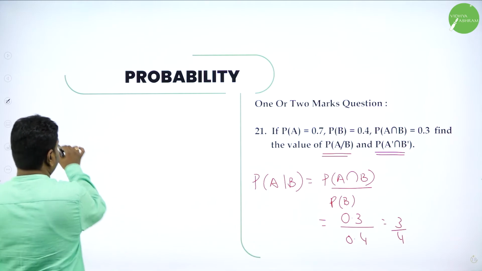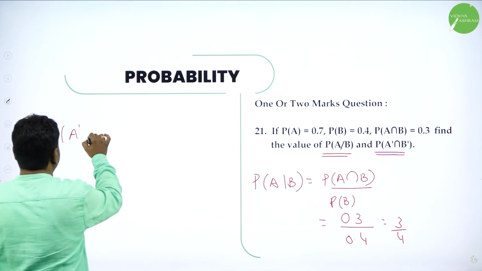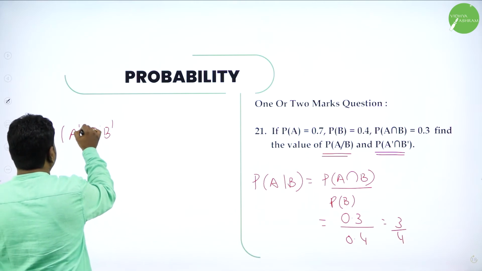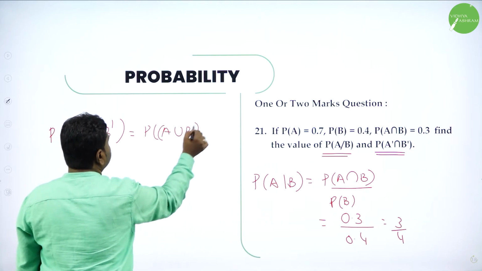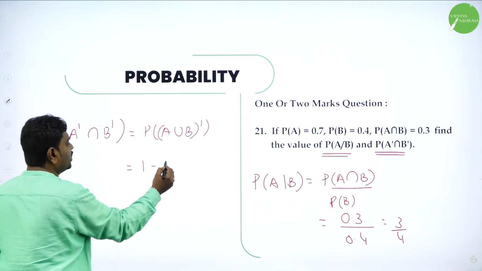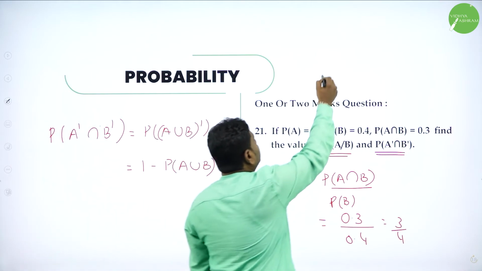So then we have P of A dash intersection B dash. So we use De Morgan's laws. A dash intersection B dash can be written as A union B the whole dash. This can be written as 1 minus P of A union B. So remember students, we have the complement relation.